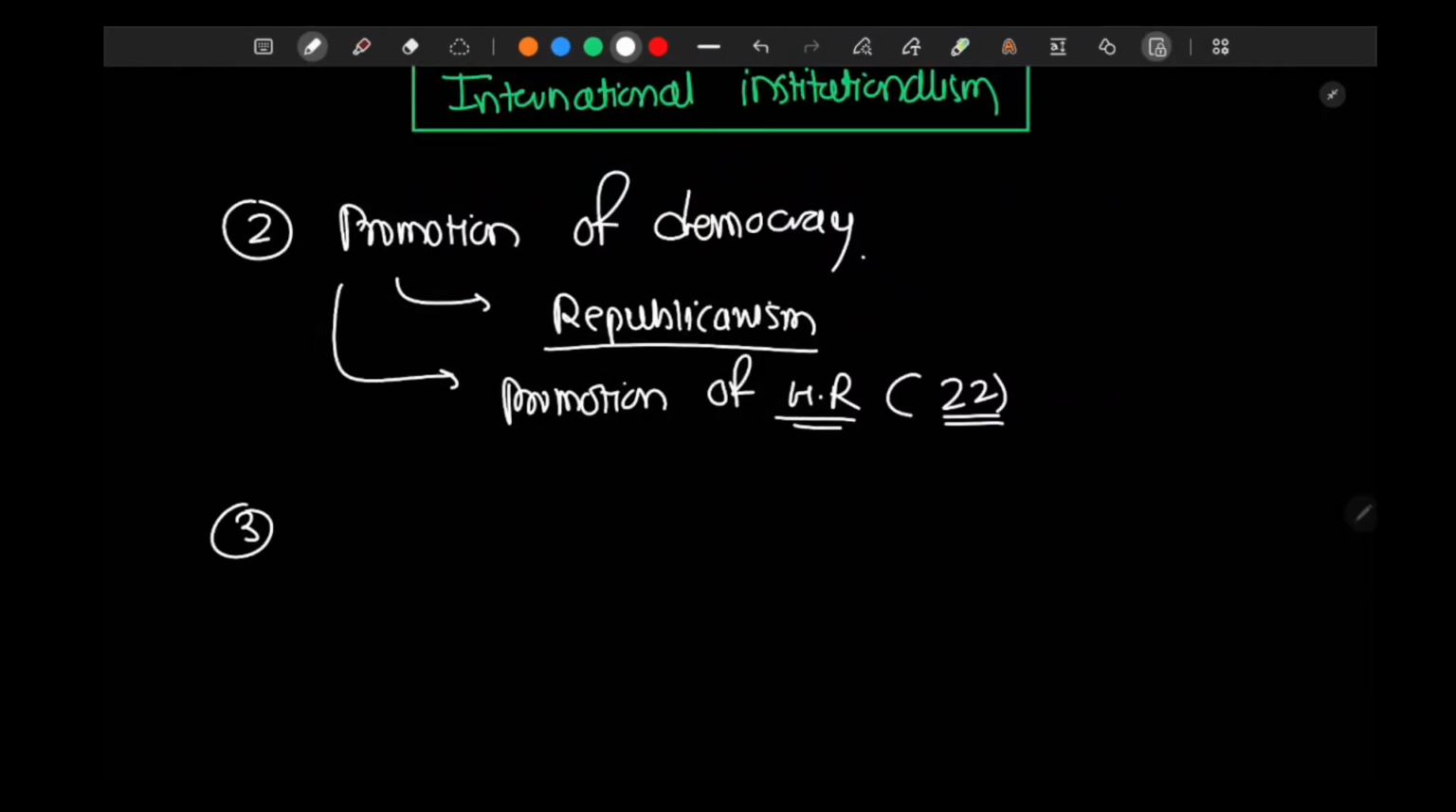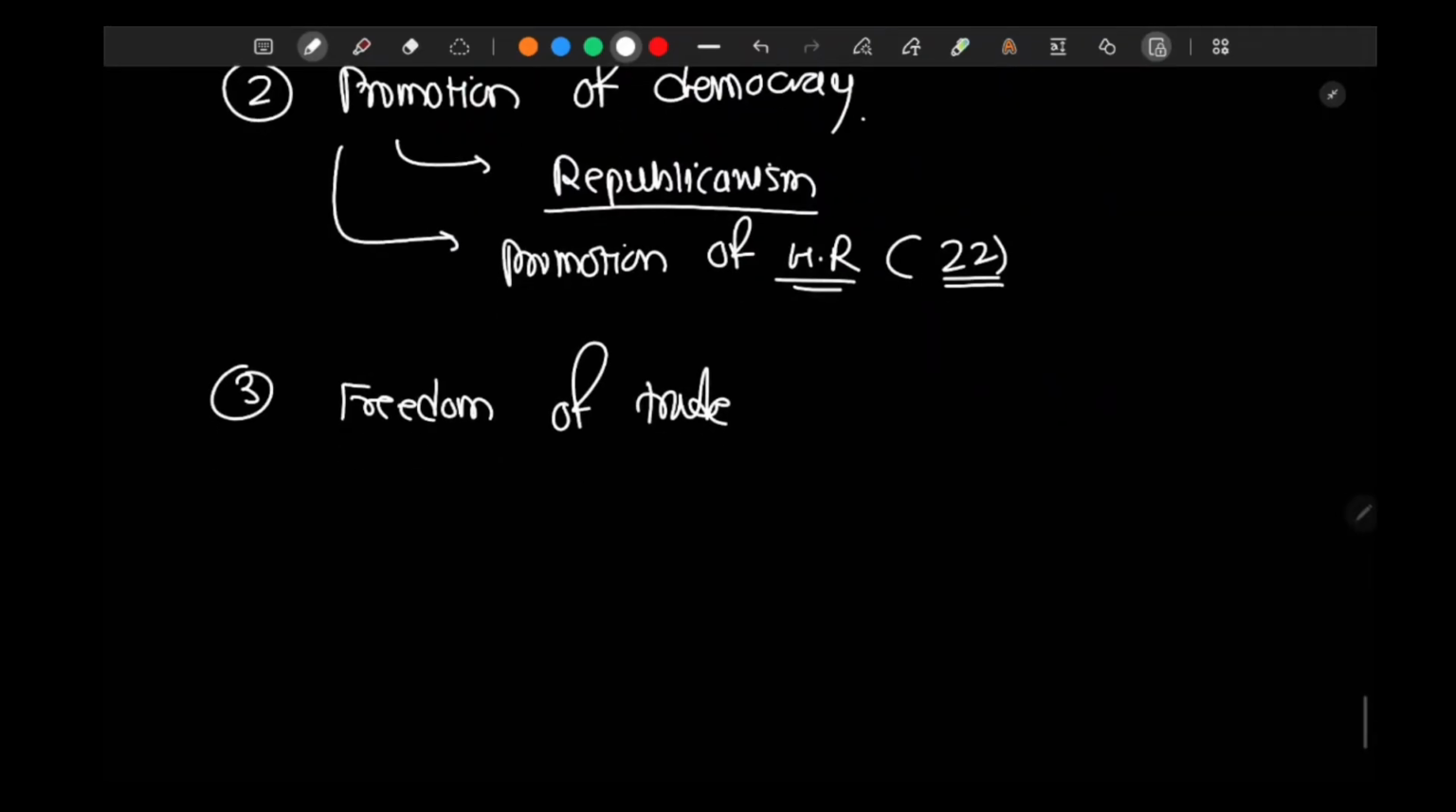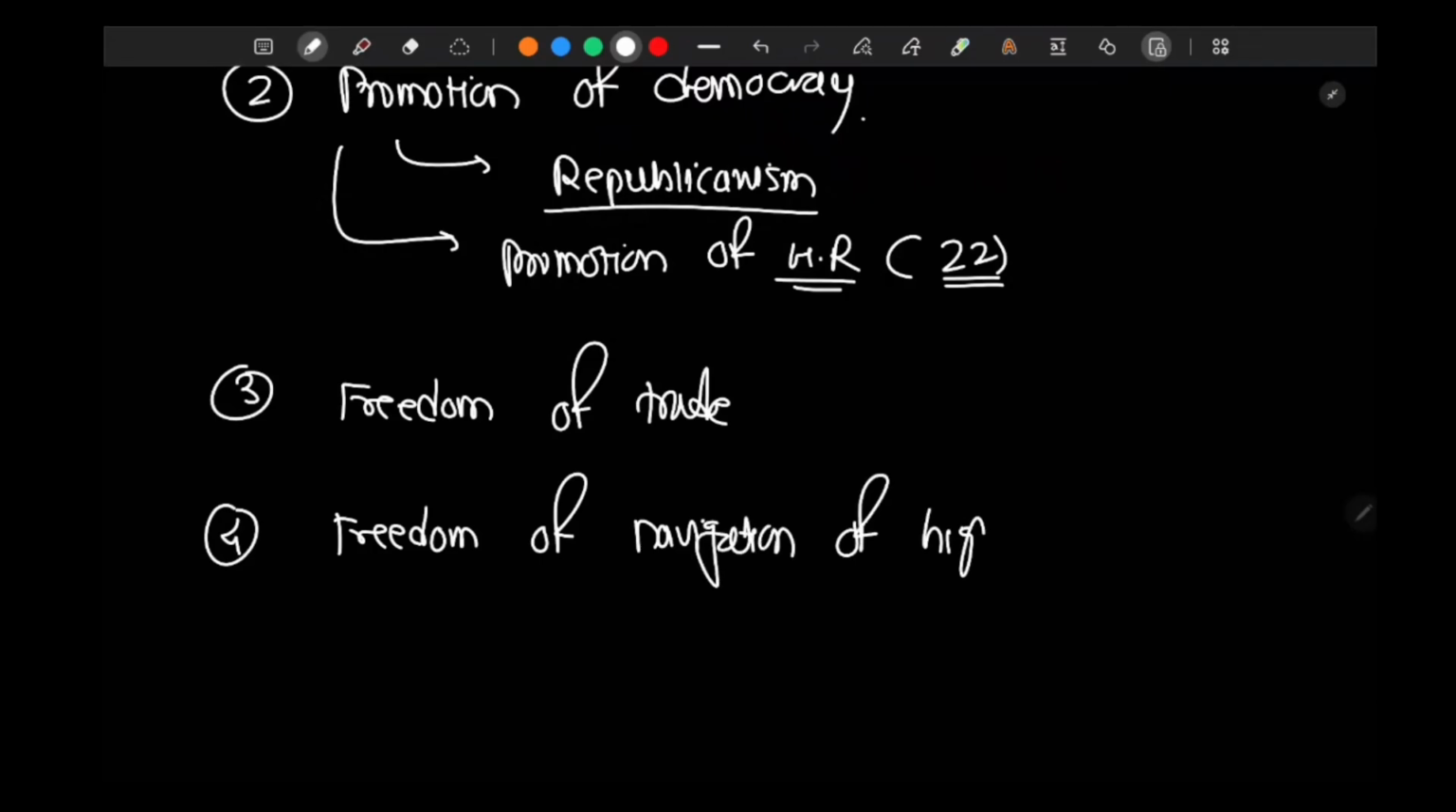The third principle is freedom of trade, again taken from Kant, whereby Kant says that two trading nations are hard to get in conflict with each other, because if they get in conflict with each other, there is economic loss to both of them. The fourth principle is freedom of navigation on high seas.